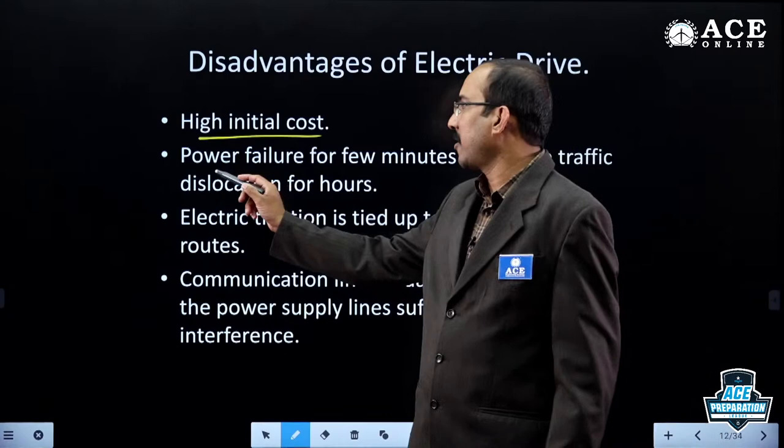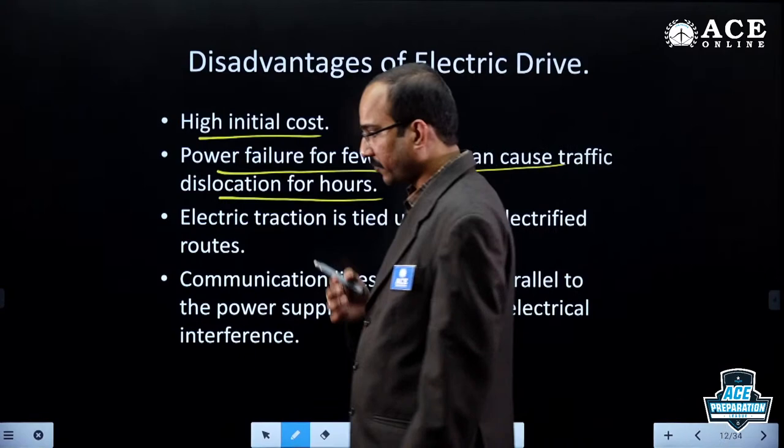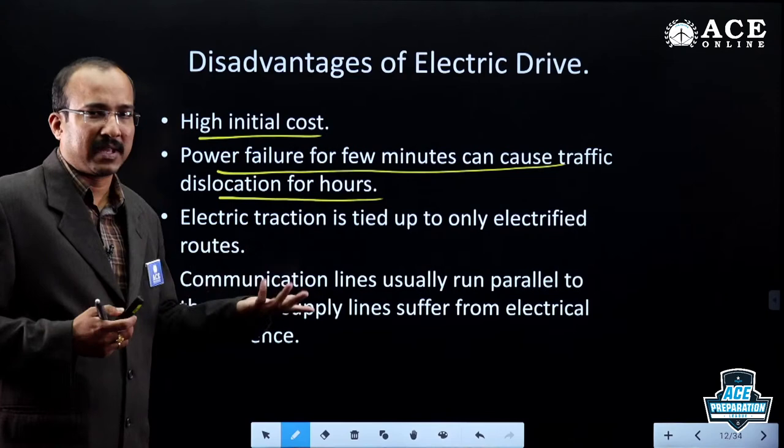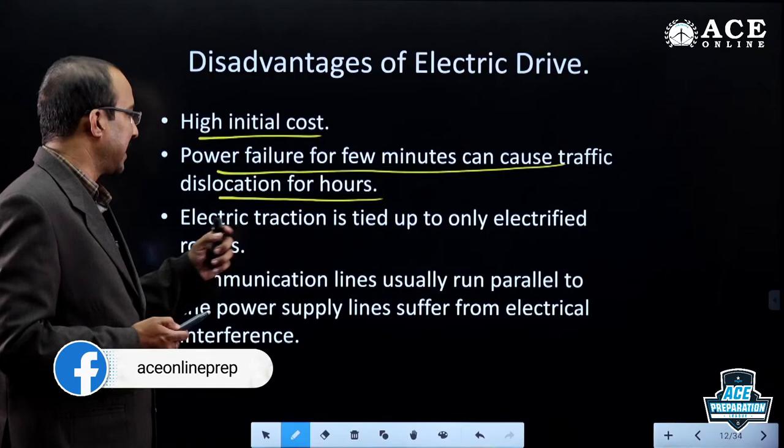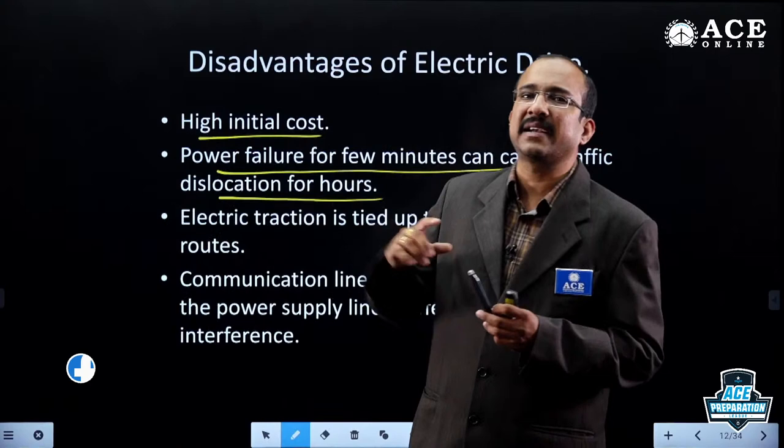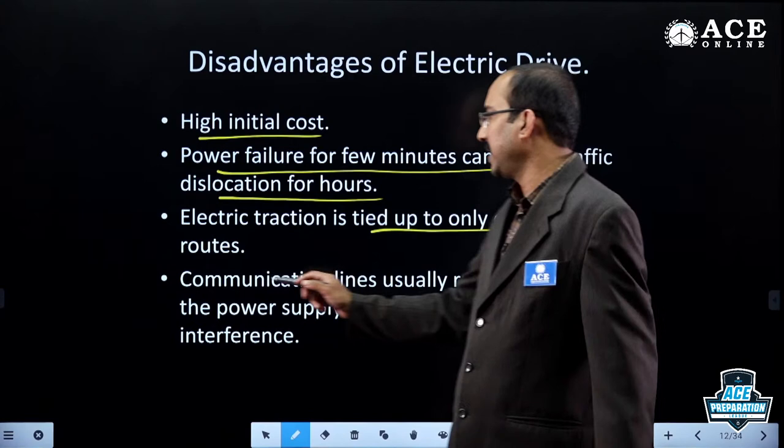A power failure of a few minutes can cause traffic dislocation for hours. If there is a power failure, the vehicle may not run. Electric traction is tied to electrified roads only. You can use this only on electrified roads; on non-electrified roads, you cannot go for this.